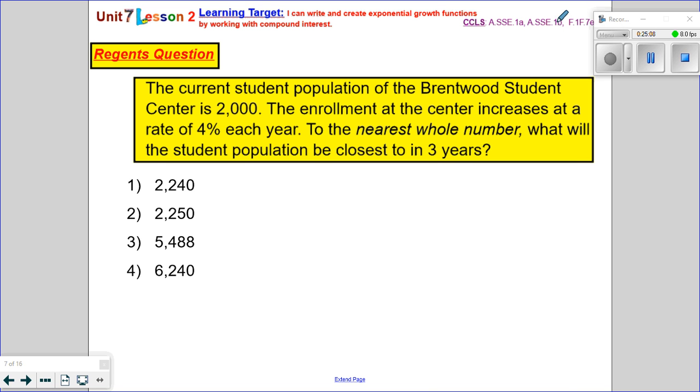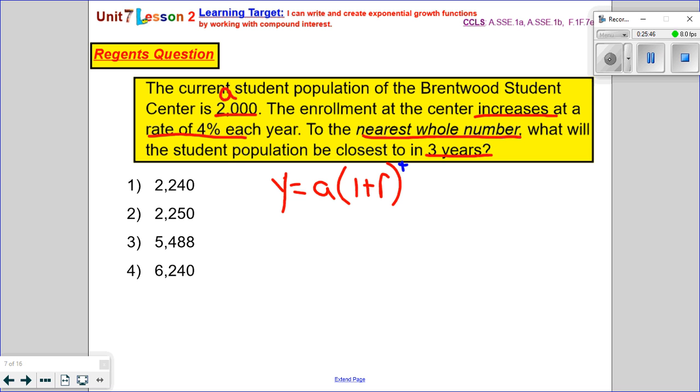All right. Regents question. The current student population in the Brentwood Student Center is 2,000. Underline 2,000. Initial value. Initial value is a. The enrollment at the center increases at a rate of 4% a year. Rate, it's increasing. All right. To the nearest whole number, what will the student population be in 3 years? Come on, you can do this. Press pause now. All right, you got it. Come on now.